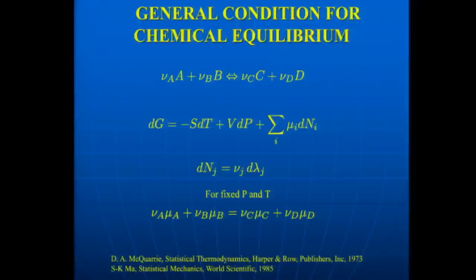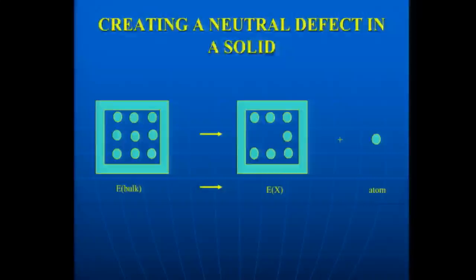So how can we apply this to defects? Let's start with a cartoon where we ask the question, how much energy does it cost to make a neutral defect in a solid? What you're doing is you're taking a bulk solid, or a piece of a bulk solid, you're removing from it an atom, and you're leaving a vacancy. That's the problem you want to tackle, but by analogy with what we've talked about previously, that's simply a chemical reaction, where here are the reactants, here are the products.